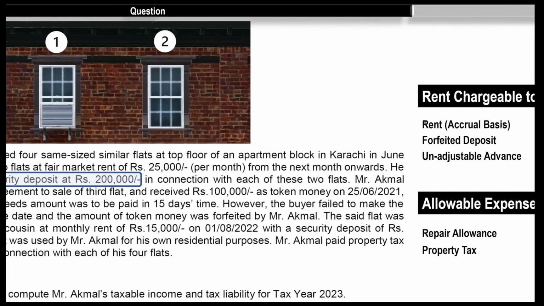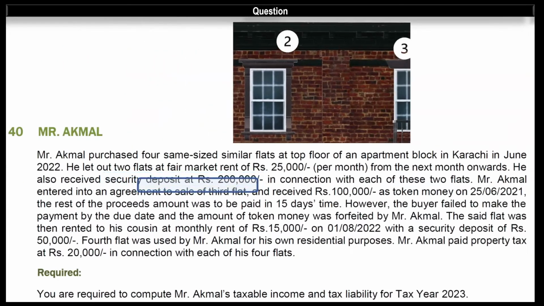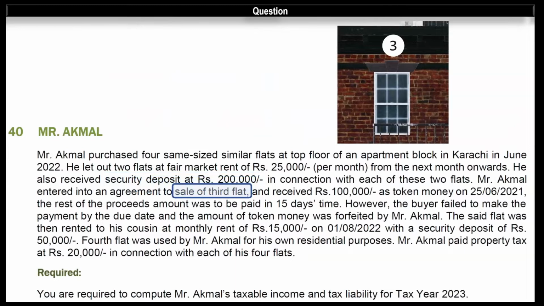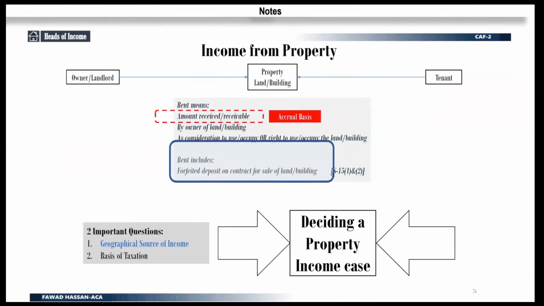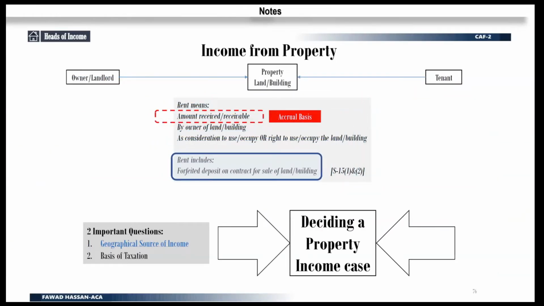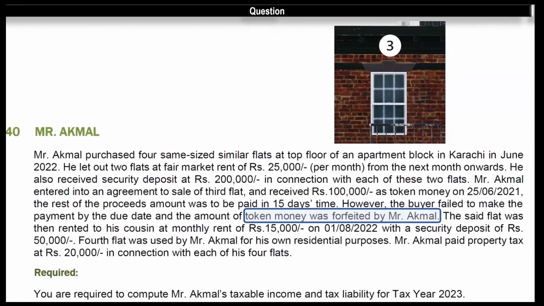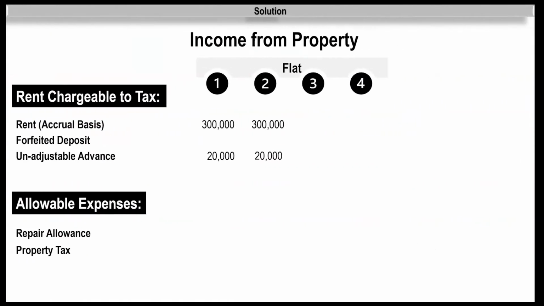Next information is about third flat, which Mr. Akmal tried to sell. He received a token money of Rs 100,000. But the buyer failed to make the payment on due date. Consequently, Mr. Akmal forfeited the token money. Recall notes slide for definition of rent. Forfeited deposit on contract for sale of building is included in definition of rent. Move back to your solution. Mention Rs 100,000 as forfeited deposit.